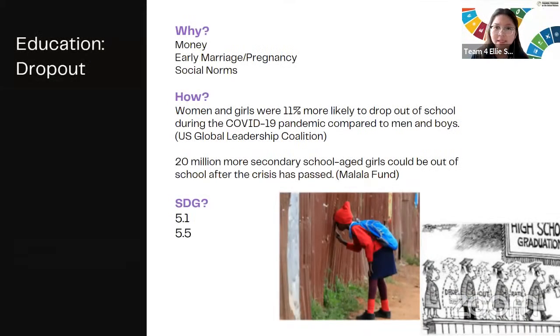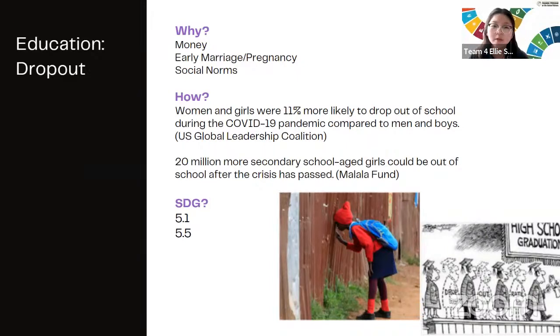Next, we can move on to education. Before COVID-19, the dropout rates for men were much higher than women. However, during COVID-19, the dropout rates for women and young girls spiked drastically. And the reason behind this is money, early marriage and pregnancy, and social norms. Money was a big problem for many families, but on top of that, there was this ideology because of our social norms that if young girls stay home during COVID-19 without even getting a proper education, they should just be married off to an adult man.